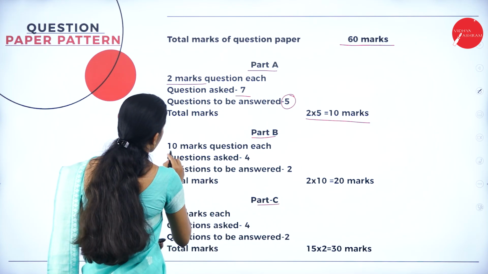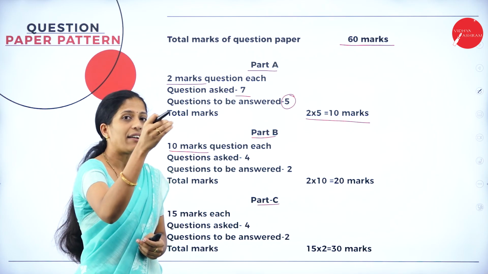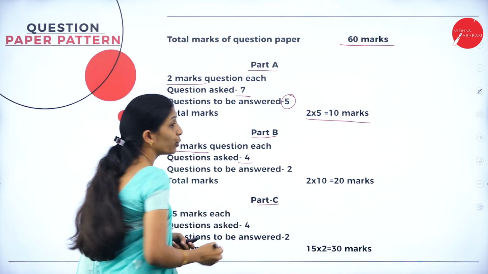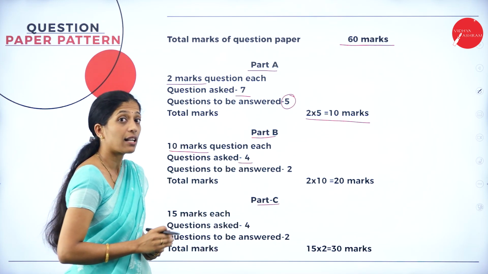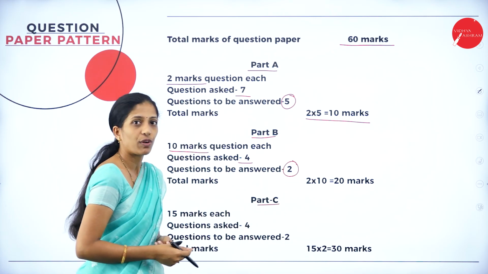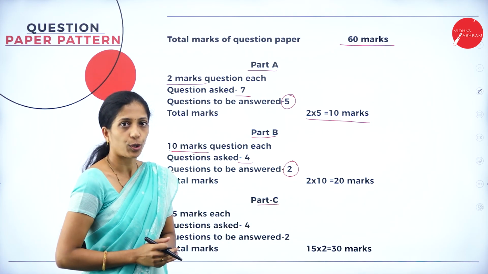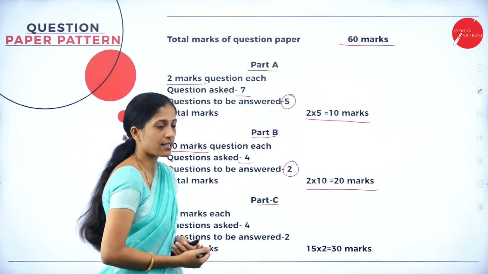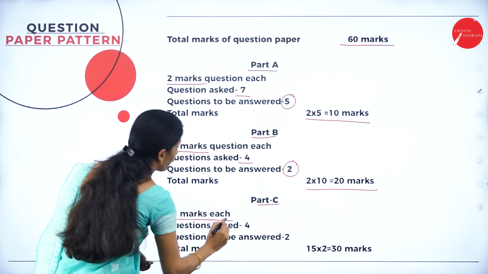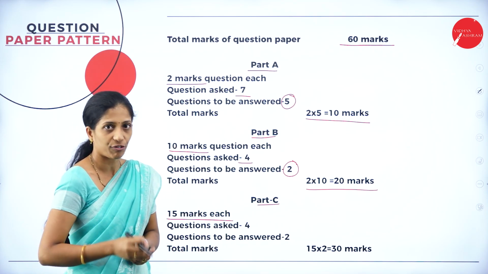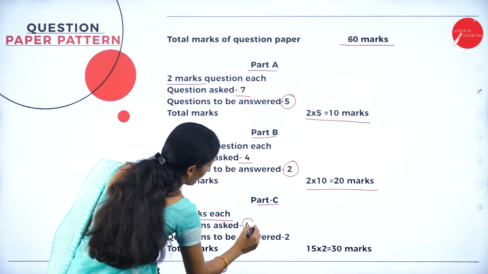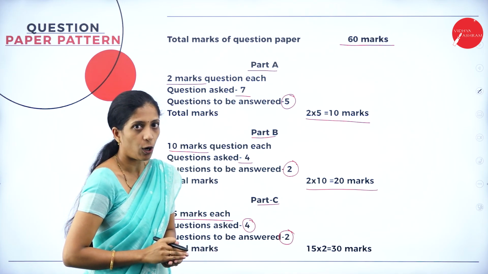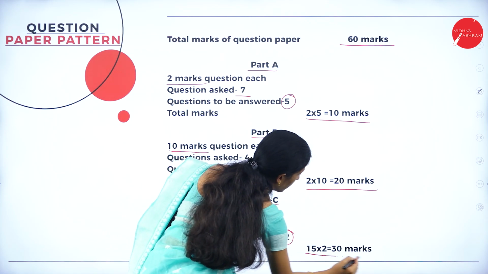Coming to part B, this is a 10 marks question. So you will have 2 marks, 10 marks and 15 marks. Your part B is of 10 marks where they will ask you 4 questions, out of which you have to answer only 2. The other 2 questions will be an option for you. The total weightage is 20 marks. Coming to part C, it is 15 marks question. They'll ask you 4 questions, out of which you have to answer only 2. So 2 more will be an option for you. The total weightage is 30 marks.